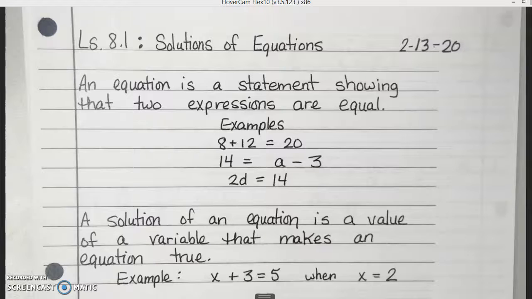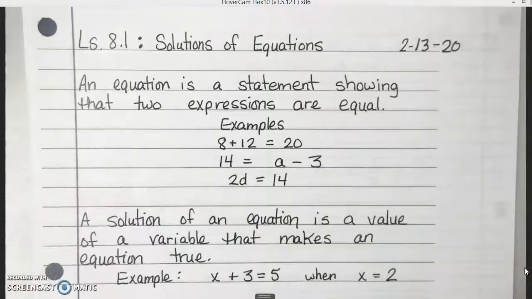This lesson starts chapter 8. It's the first lesson in chapter 8. We're going to be dealing with equations and inequalities in chapter 8. So for this one, we're doing the solutions of equations. An equation is a statement showing that two expressions are equal.